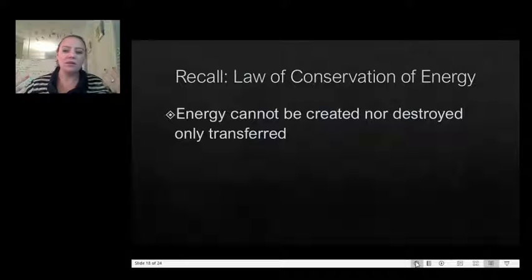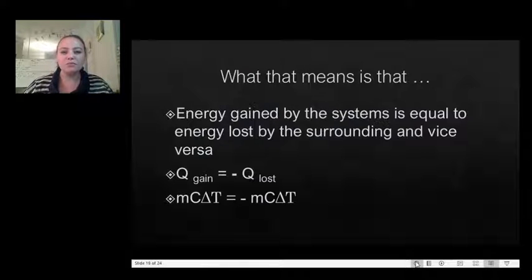So recall, our law of conservation of energy says that energy can't be created, it can't be destroyed, it can only be transferred. And so what that means is that when we have a system that's gaining energy from the surrounding, it means that the surrounding is losing energy and vice versa. If the surrounding is gaining energy, the system is losing it. And so when something loses energy, we generally say that it's negative, like when you lose money out of your bank account, it goes to the negative. So what we can say is that our energy gained is equal to our negative energy lost.